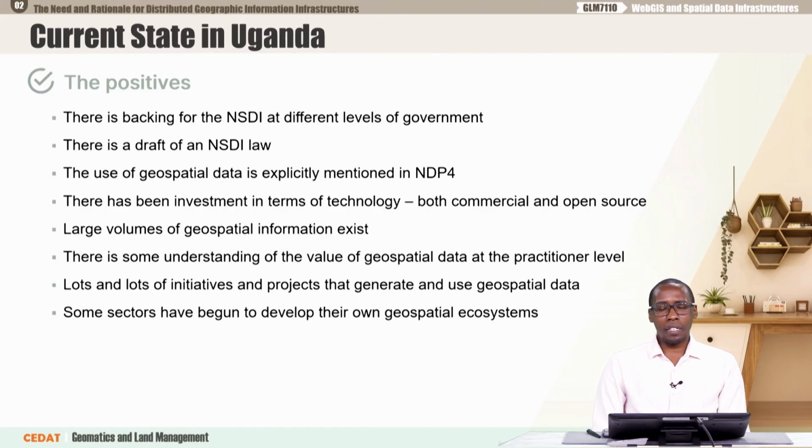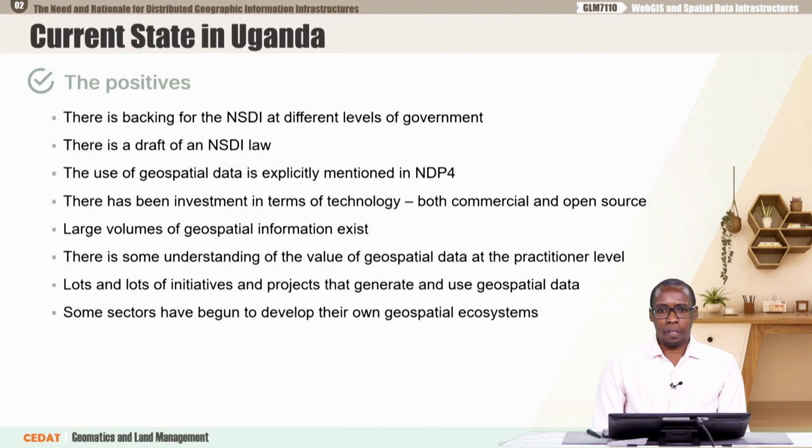But the most interesting thing is that in the current NDP 4, which is starting this year and ending in 2030, the NSDI is talked about in several sections. For example, in the digital transformation section, it is explicitly stated that we need a metadata catalog, which will be a one-stop gateway for users to access information for different applications as well as planning.